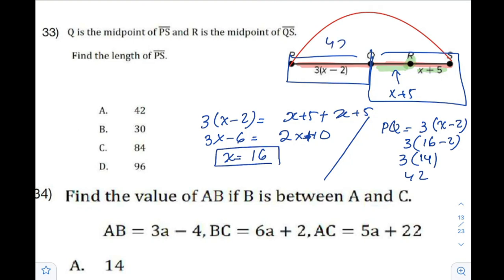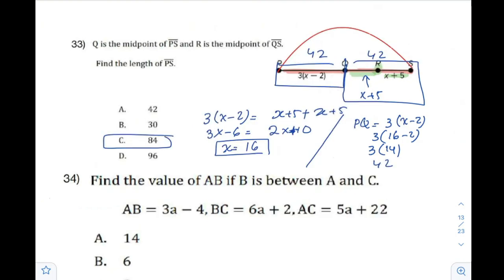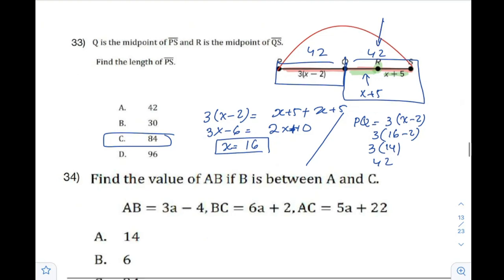42 is this one. So the other part is 42, and that means the total is 84. So this is also a nice question. It has two midpoints. One is the midpoint for that one, means this side is equal to that side. We are using this to find the total, and then we will find x.